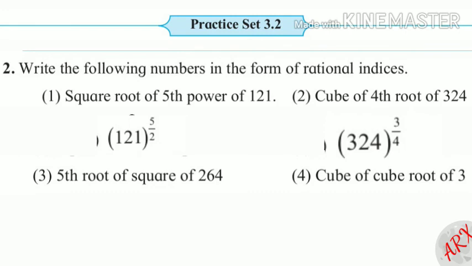Now third, 5th root of square of 264. So answer will be 264 raised to 2 upon 5. Fourth, cube root of 3. So answer will be 3 raised to 3 upon 3.